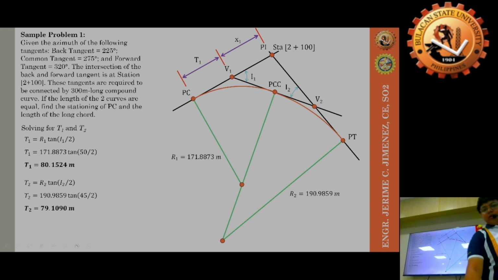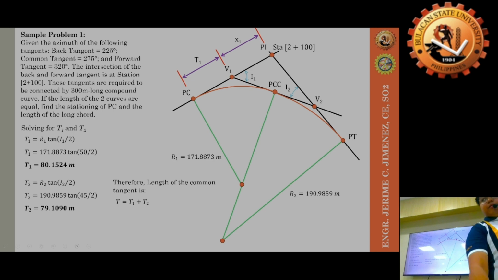Okay? Tuloy ko na. So, we can now get the length of the common tangent wherein yung formula natin is T is equal to T sub 1 plus T sub 2. So, substituting the value of T sub 1 and T sub 2, our common tangent is 159.2614 meters. Sige, sulat. Pwede yung picture na.